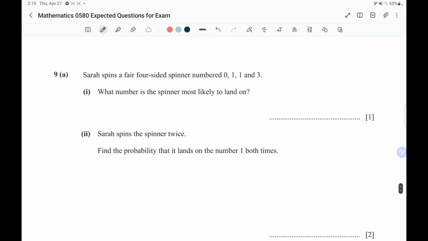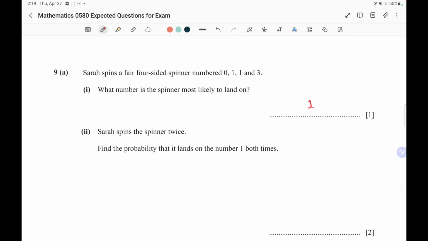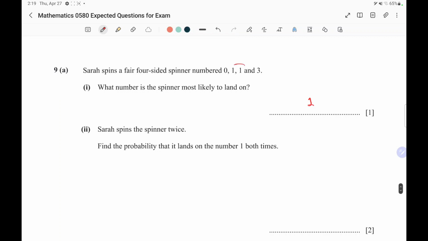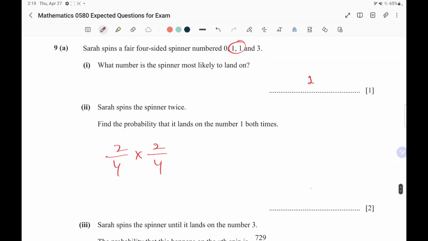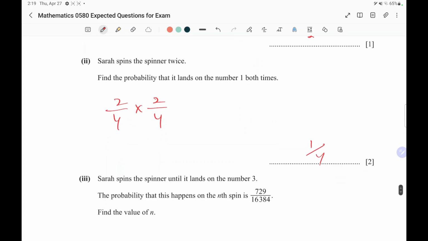Okay, next question. Sarah spins a fair 4-sided spinner numbered 0, 1, 1 and 3. What number is the spinner most likely to land on? 1, because 1 appears 2 times, so it should be 1. Sarah spins the spinner twice. Find the probability that it lands on the number 1 both times. Number 1 appears twice, so the probability will be 2 over 4, then the second time also 2 over 4. 2 over 4 times 2 over 4 is 1 over 4.